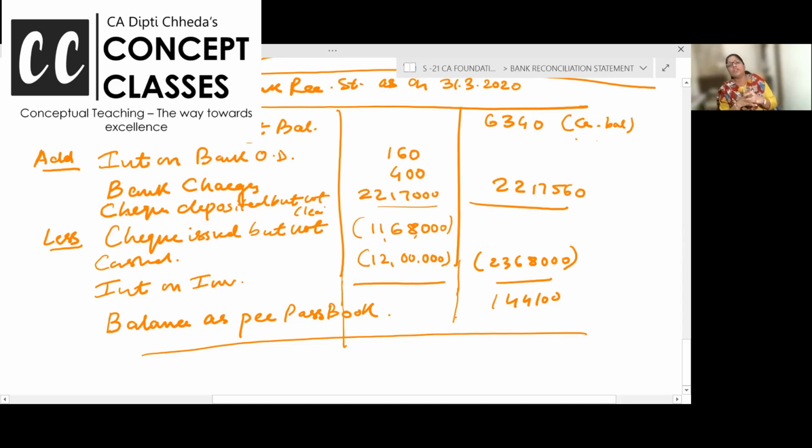What new have you learned? Instead of debit, if it is a credit balance, the add less will change. Debit and debit add hota tha. Ab credit and debit hai, so you are doing less. So now our balance is 6340 and balance as per passbook is 144,100.